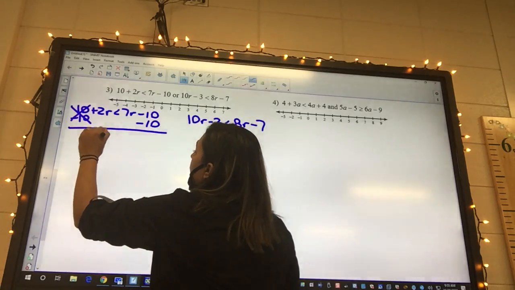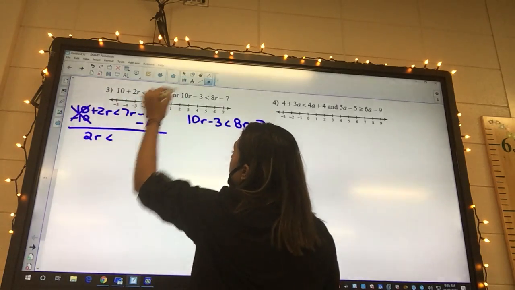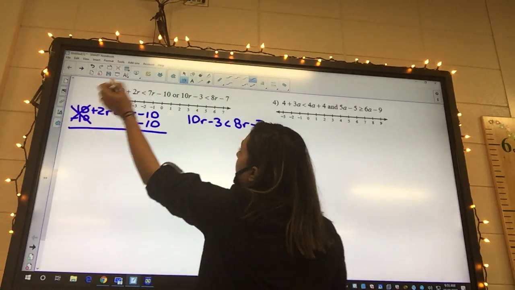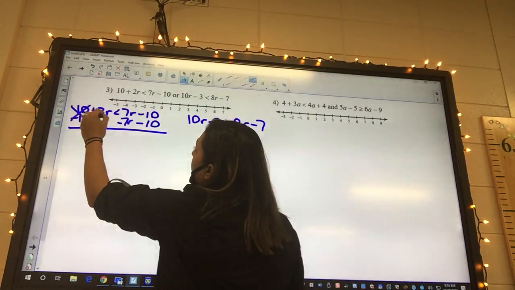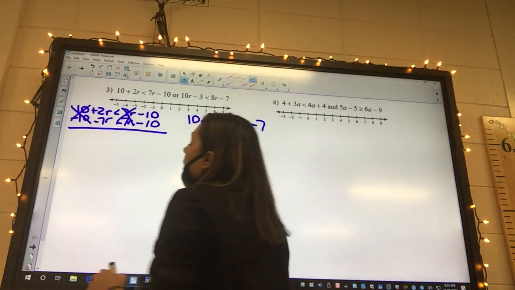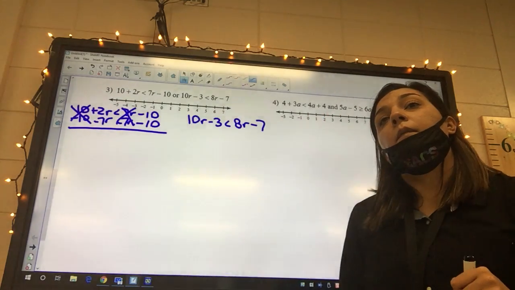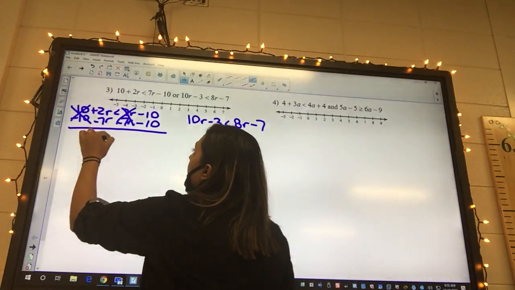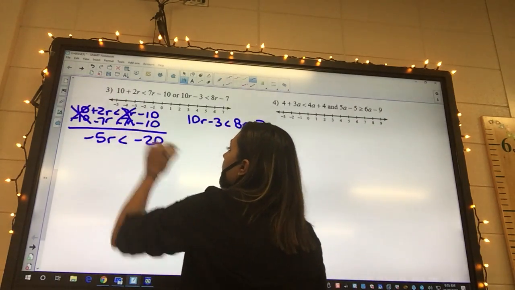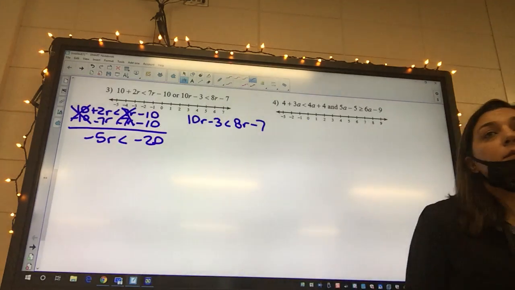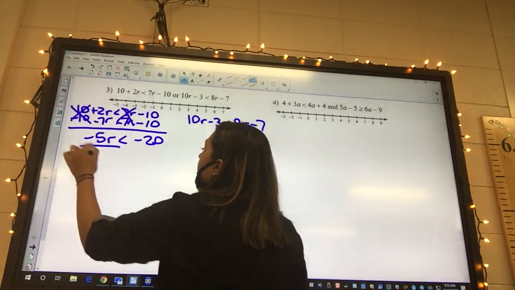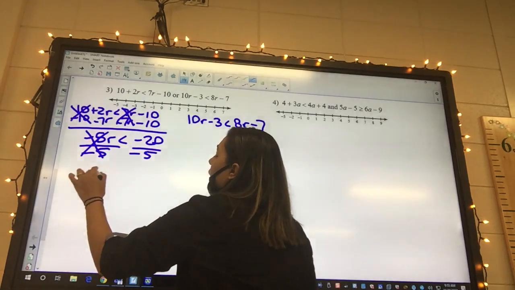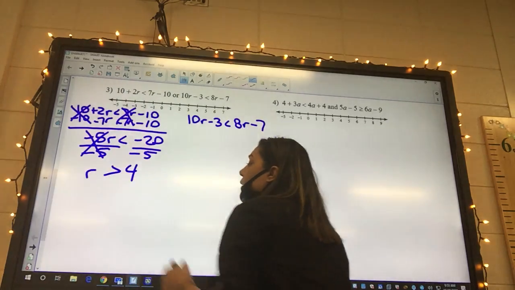So I have 2r is less than, and I don't know what I'm doing. Okay, and then I also need to move this 7, so minus 7r. Okay, so on this one I got minus 5r is less than -20. And then we get to divide by -5. R, and we got to flip, is 4.